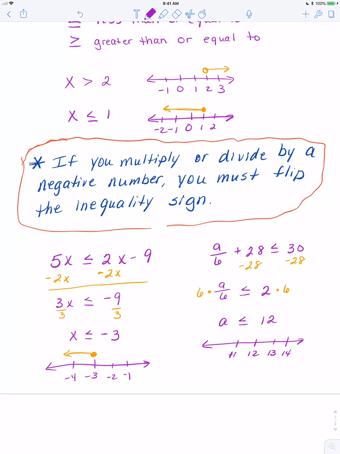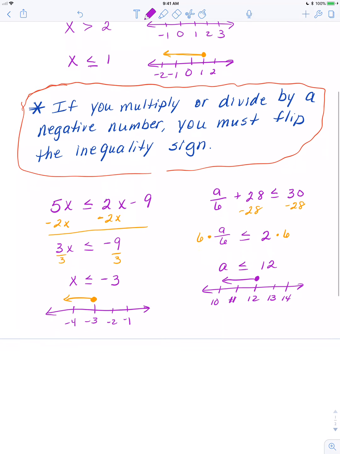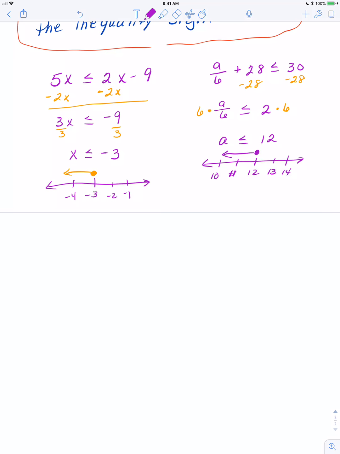And if we graph that on a number line, here's 12, 13. Why did I put negative? 11, 10. Less than or equal to, so we've got a closed hole going this way again. All right, let's just do a couple more examples.